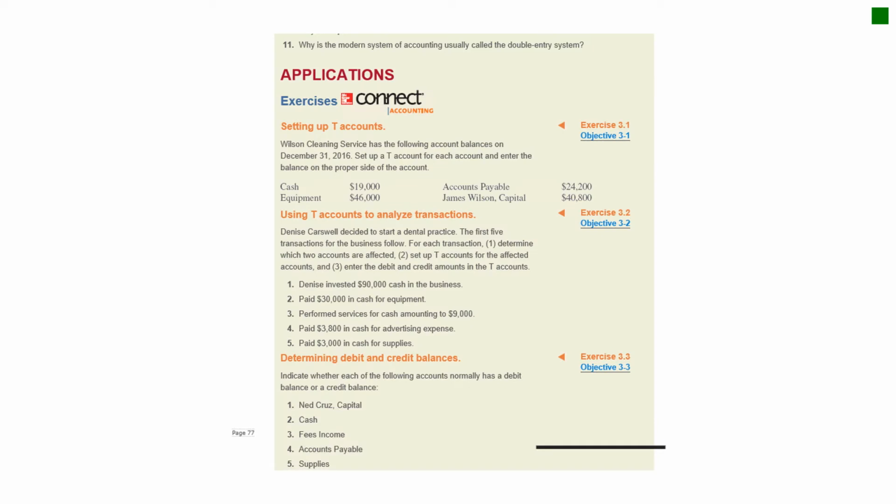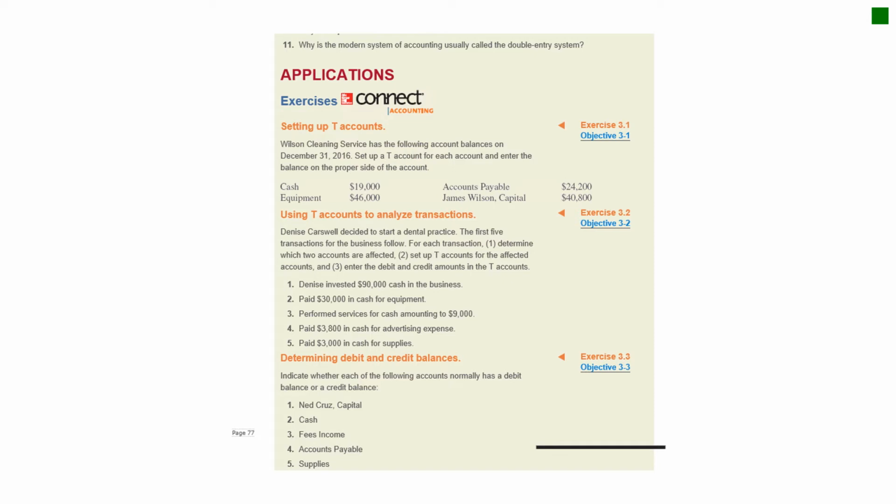Okay, so these are some of the end of the chapter exercises in your textbook. This is for chapter 3, and I'm going to walk you through a couple illustrations. This is going to be exercise 3.1, and then I'm also going to show you a little bit of how to do 3.2. So starting with 3.1, the objective is, it says to set up a T account for each account and then enter the balance on the proper side.